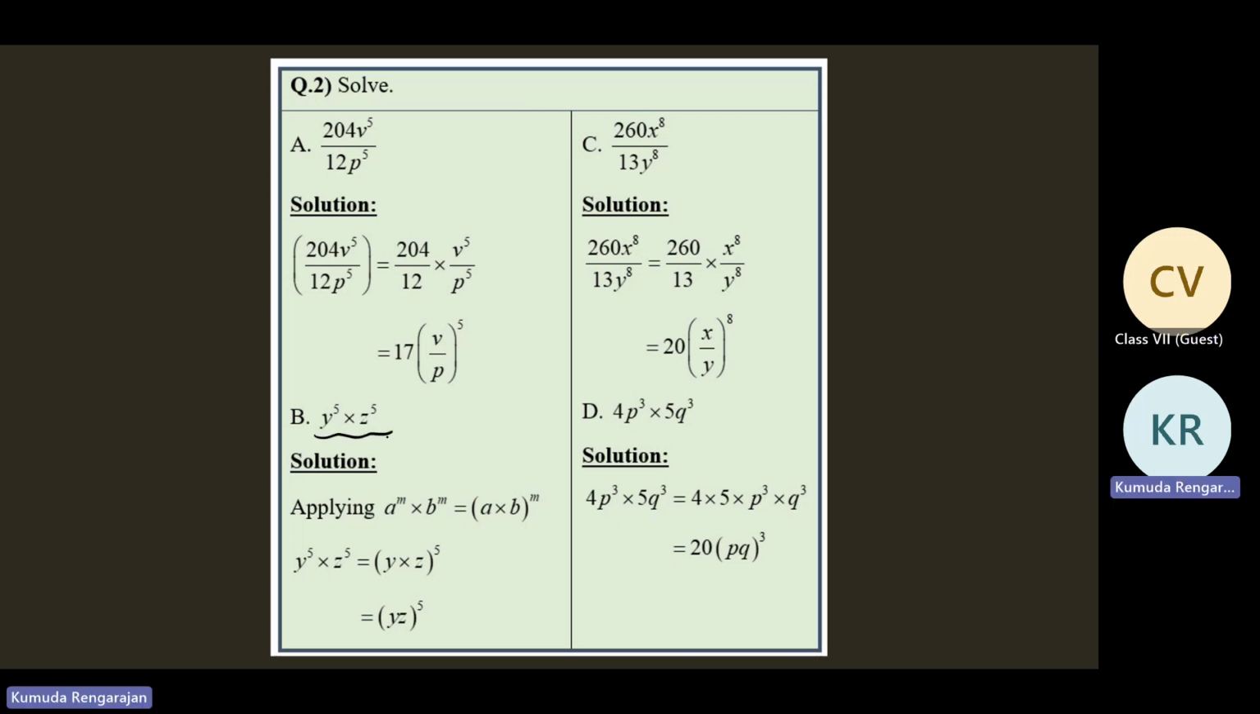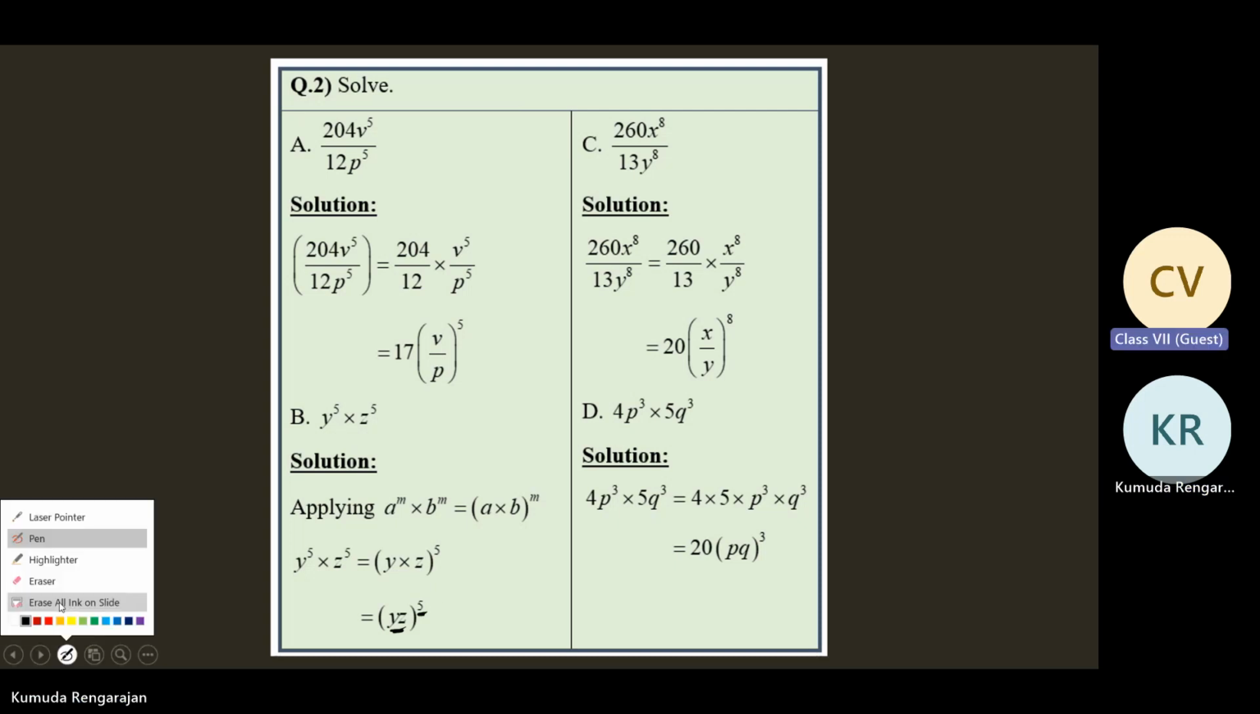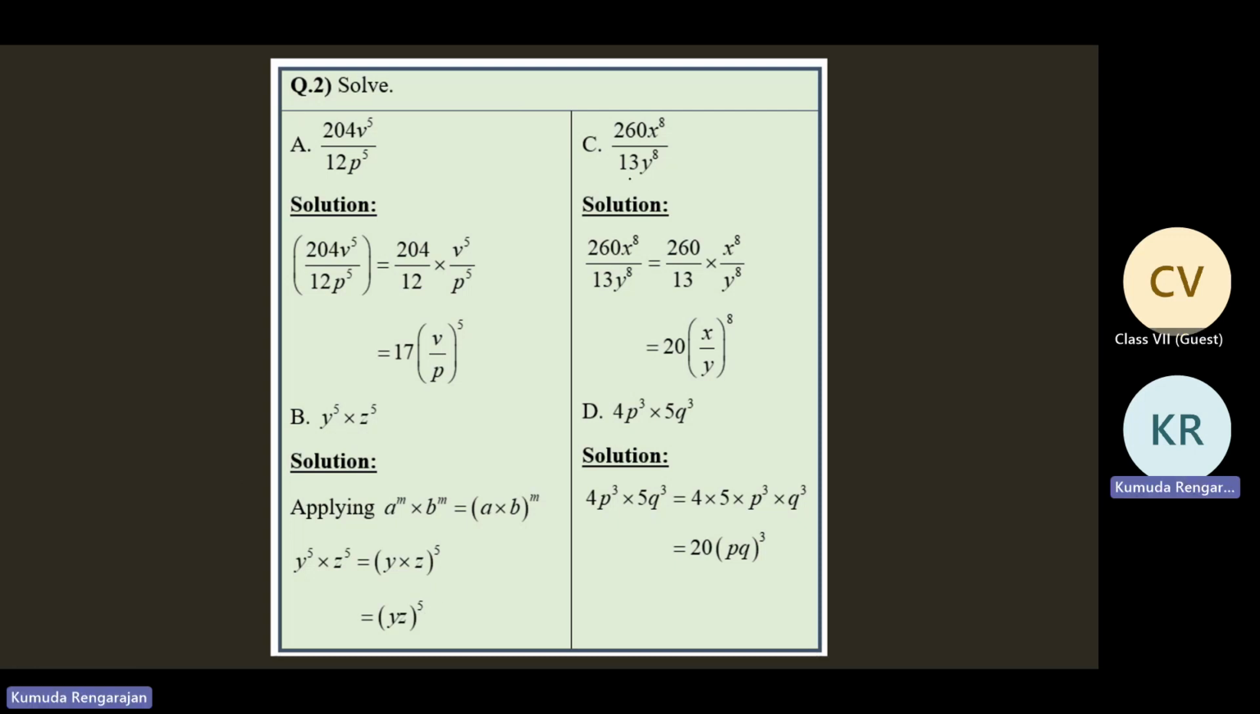Yeah, look at this one also. Y to the power 5 into z to the power 5 is y into z the whole power 5, because same power. So y into z the whole power 5. So y into z meaning yz to the power 5. Then here, look at this one.